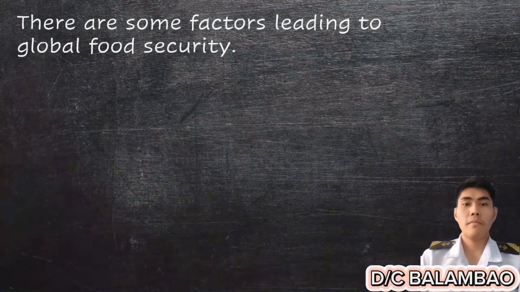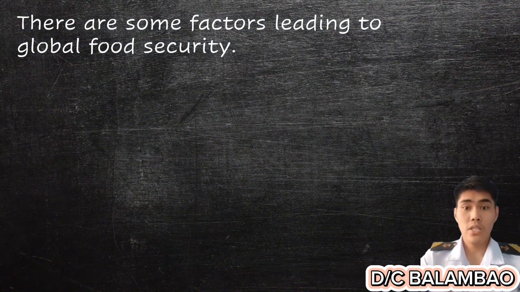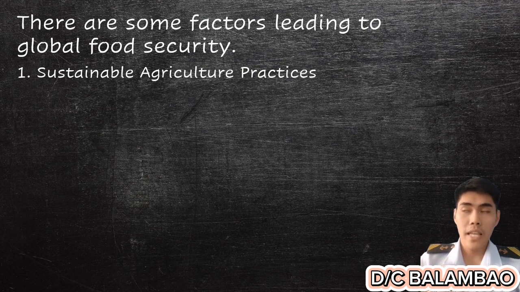So good day, I am Decadet Balambao Babiglen and I'm here to discuss some key factors leading to global food security. So the first one is sustainable agriculture practices. This implements environmentally sustainable farming methods such as crop rotation, agroforestry, and organic farming. It helps maintain soil health and biodiversity while minimizing negative environmental impacts.